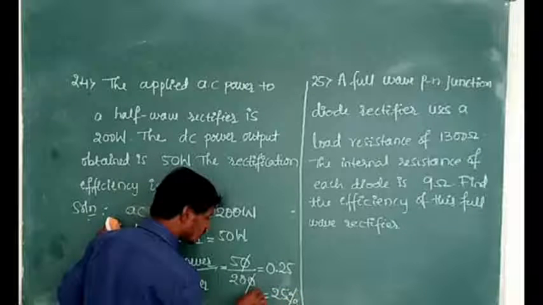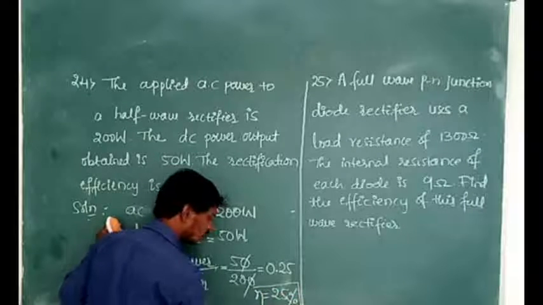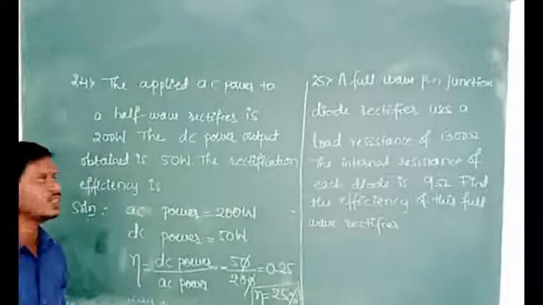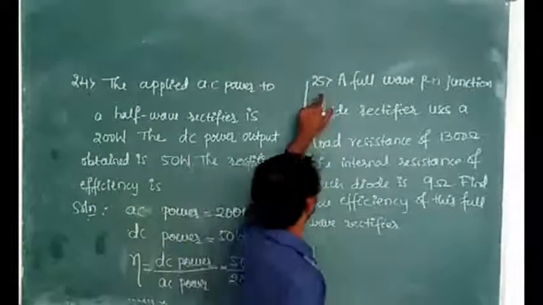So what is the efficiency now? It is 25%. Okay. Then it is the efficiency of the half-wave rectifier. Then next, question number 25.